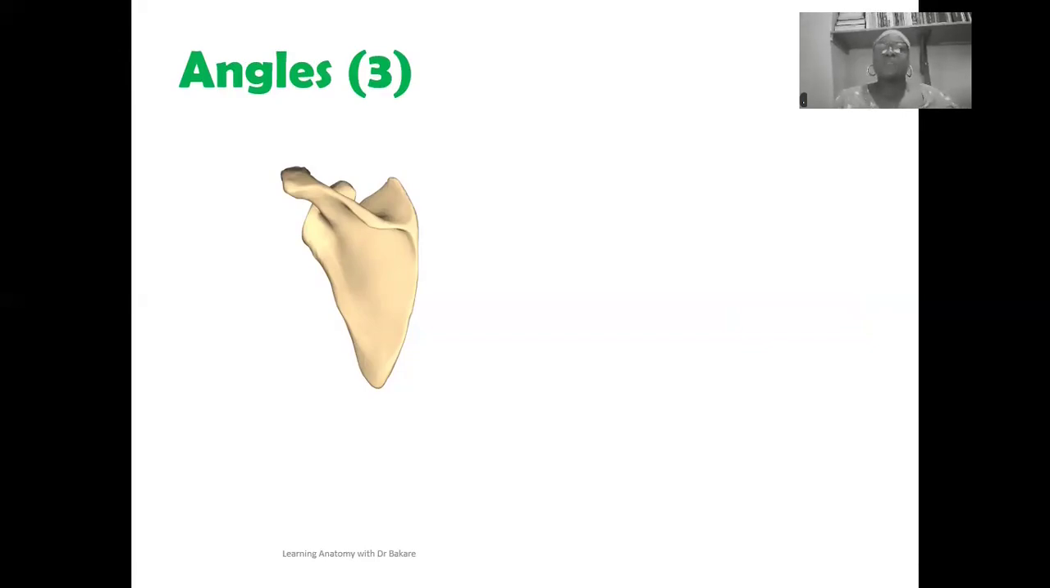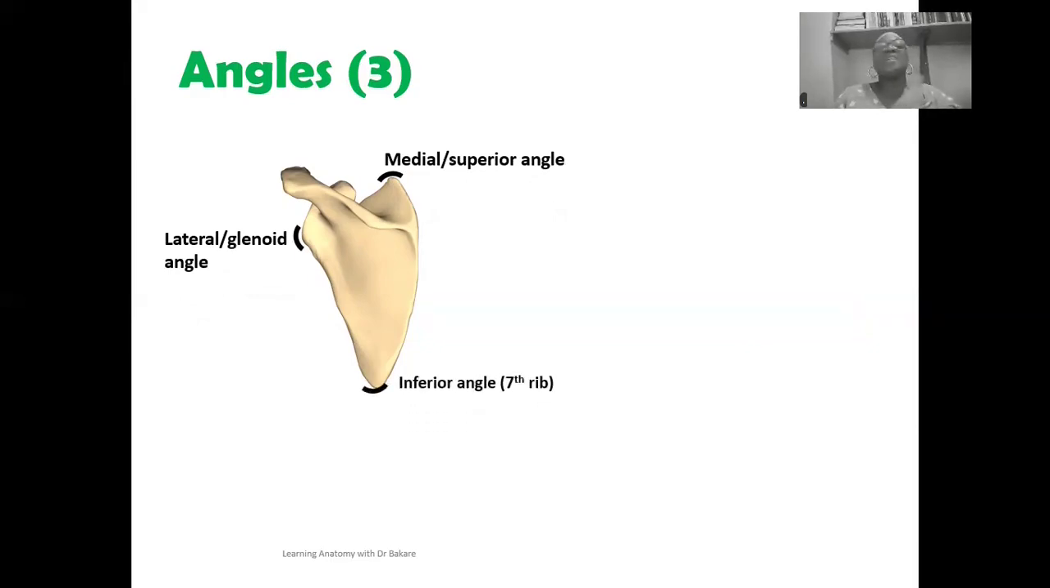It has three angles, and the first one is the superior angle. The superior angle can also be referred to as the medial angle. It is medially located. But on this lateral edge here, we have the lateral angle. This lateral angle can also be referred to as the glenoid angle because this is what is related to the glenoid fossa. Then inferiorly here, we have the inferior angle. The inferior angle tallies to the point where we have the seventh rib. Remember when we started this lecture, we said that the scapula runs from the second to the seventh rib.